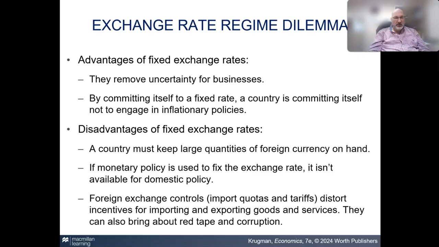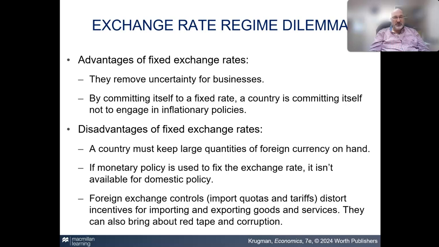Here's the dilemma. The advantages of fixed exchange rates is they remove uncertainty for businesses. By committing itself to a fixed rate, a country is committing itself not to engage in inflationary policies. The disadvantage, they got to keep large quantities of foreign currency on hand. And that ain't always possible. I mean, it's hard to do. It's possible, but it's just hard to do.